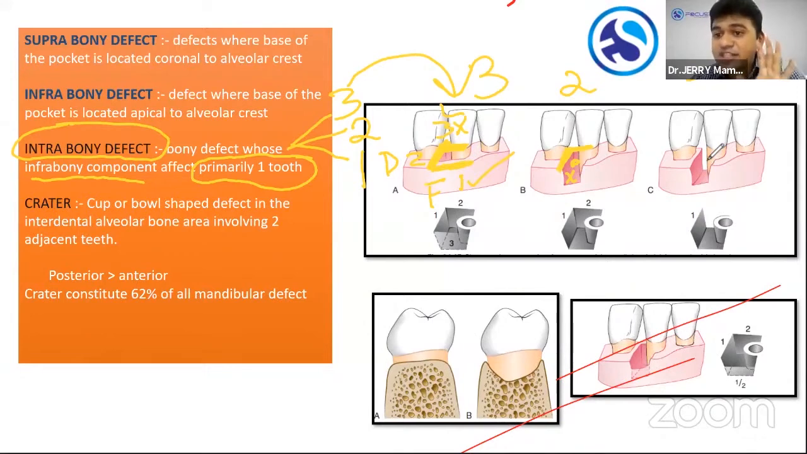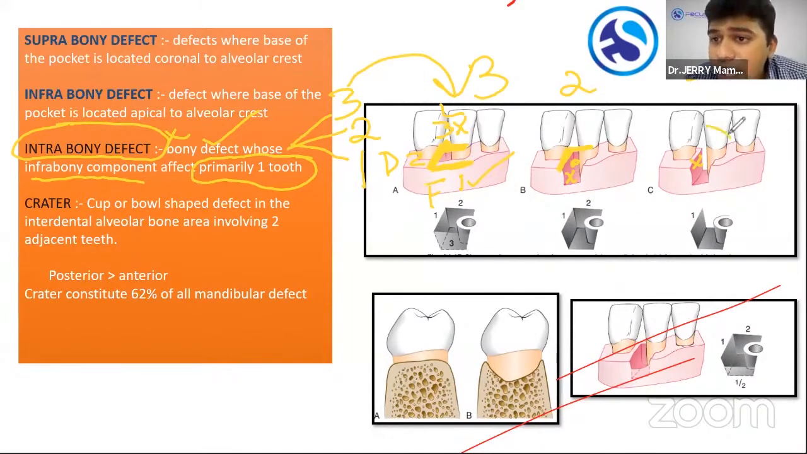Now, why I'm stressing the importance is, imagine if the distal wall was also gone. Is the bone defect affecting only 1 tooth, or does it start affecting the other tooth also? It will start affecting the other tooth also. Then it becomes 2 teeth. Then can we say it is intra-bony? No, we cannot say. So always the distal wall next to the tooth should be preserved. Then only we can say that it is an intra-bony defect.